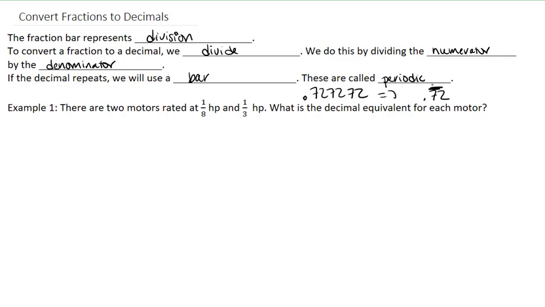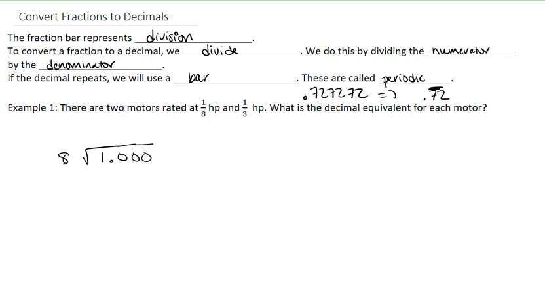Now, let's look at example 1. There are two motors rated at 1/8 horsepower and 1/3 horsepower. What is the decimal equivalent for each motor? So what we need to do is take our numerator and divide it by our denominator. So we put the 8 on the outside and the 1 inside, and we can tell that we're going to need to add some zeros.